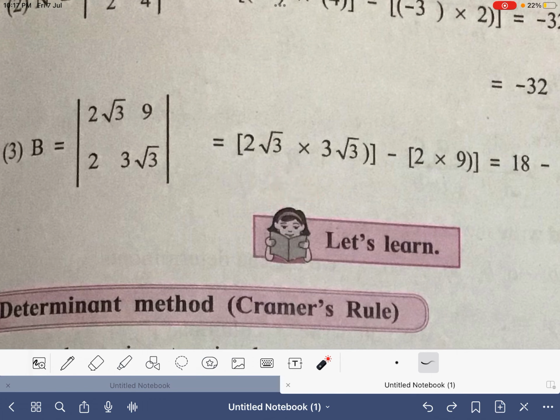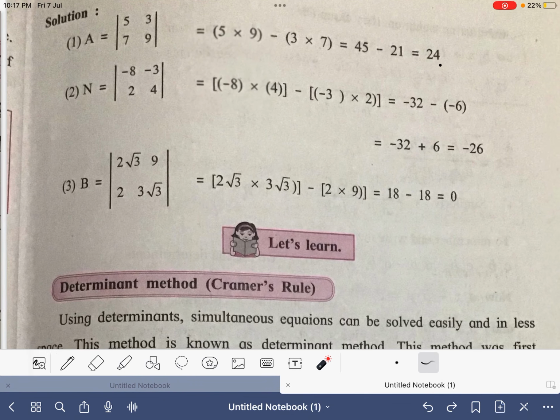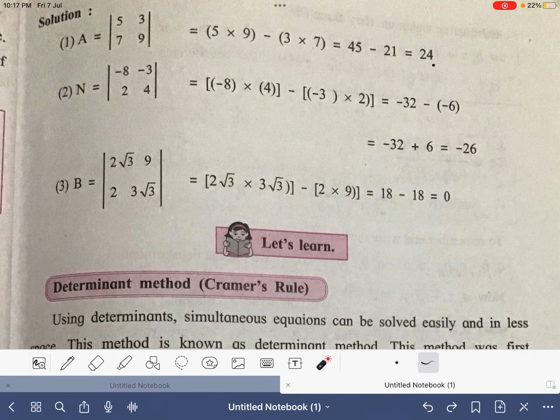Clear? Now put a minus sign and multiply these two. 2 nines are 18. Clear? So therefore we know that 18 minus 18 is equal to 0. So for this case your answer is 0. Clear? So likewise we have to solve the determinants.